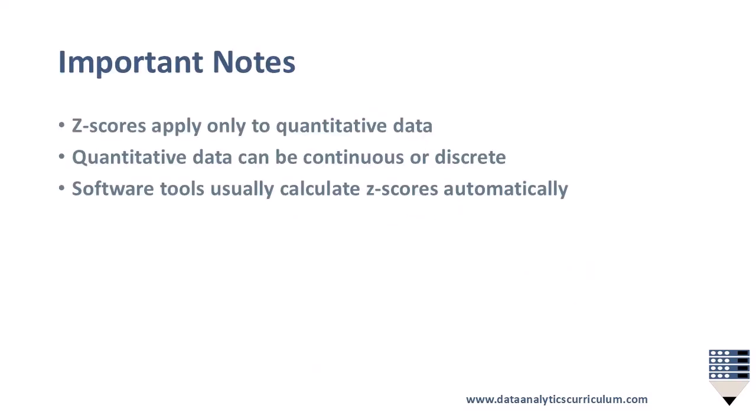Important notes. Z-scores only apply to quantitative data. That means data that can be measured numerically, such as height, weight, temperature, or income. They can be used for both continuous and discrete quantitative variables. Most software tools, including R, Python, Excel, and statistical packages, can calculate Z-scores automatically.